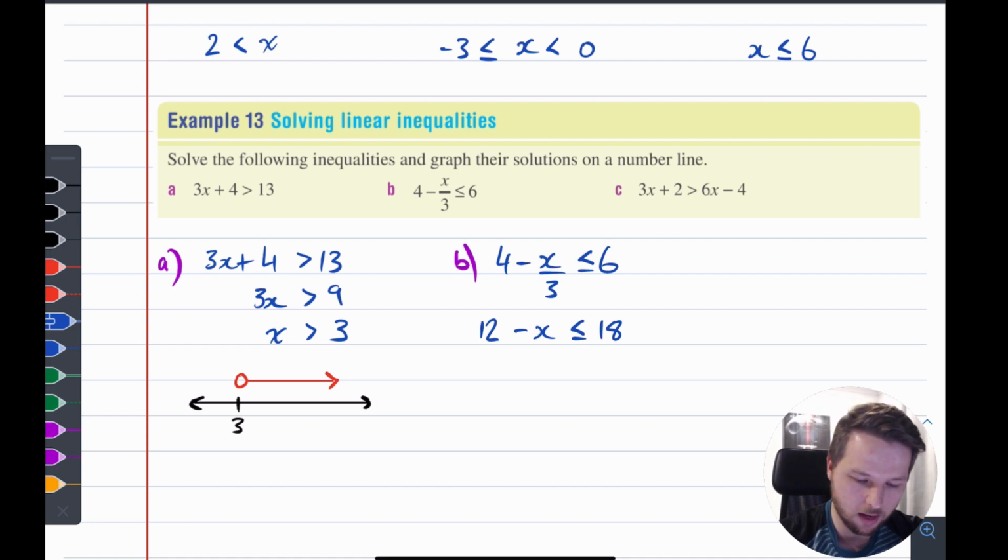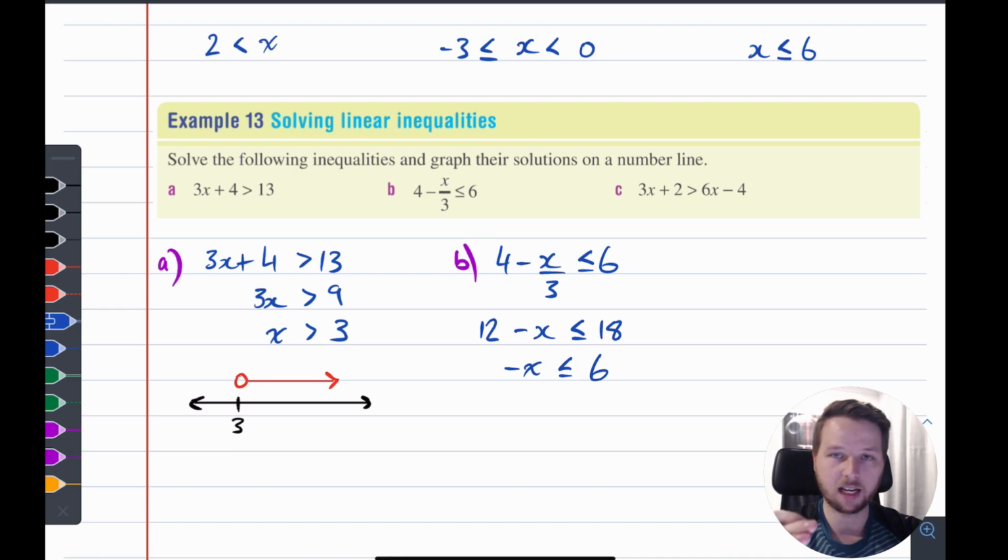Now, because I've got a negative x here, I could add it to both sides, but I want to demonstrate one of the rules we said earlier. So what I'm actually going to do is take away 12 from both sides. I'm going to be left with negative x on the left is less than or equal to 6. 18 take away 12 is 6.